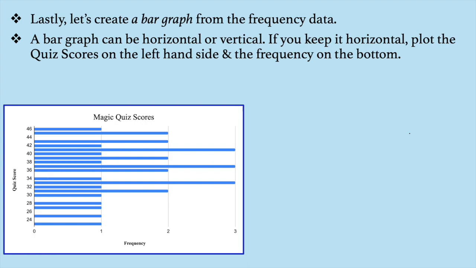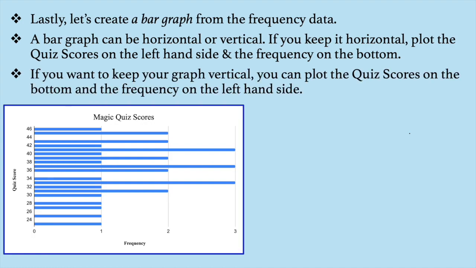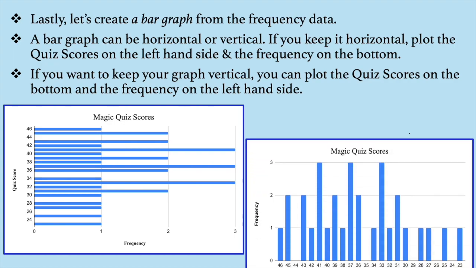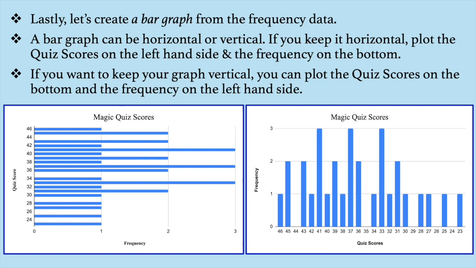However, if you want to keep your graph vertical and keep things similar to the way we've been doing frequency polygons, then you would keep things in the same place. You would plot the quiz scores on the x-axis at the bottom and plot the frequency on the left-hand side on the y-axis. So both of these are examples of bar graphs, and both of these would be acceptable if you were asked to create a bar graph from a frequency distribution.